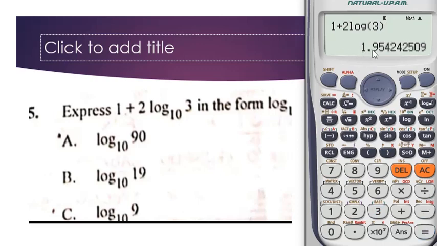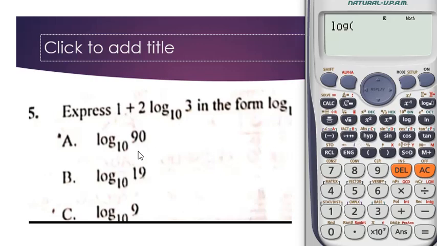Now let's see the answer. We have 1.95, but none of these options correspond to 1.95. How do we find the answer when none of these corresponds to what we had on the calculator? This is what you do. Keep this 1.95 in mind. We are going to check whether any of these log options will give us 1.95.